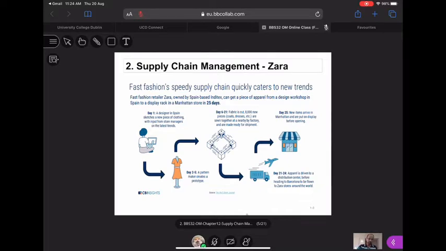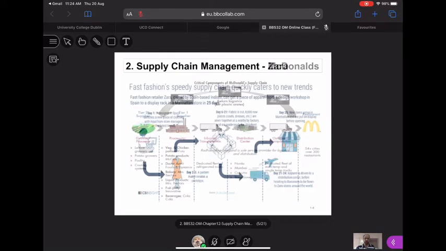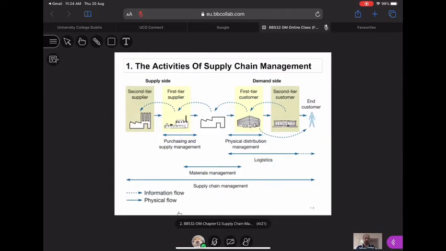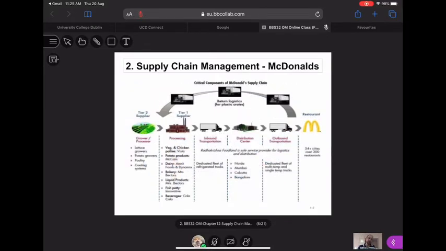Let me cover one more example, which is McDonald's. For McDonald's supply chain management, you can really see tier 2, tier 1, tier 2, tier 1, and finally reach customers' hands over here. Yeah, so this is a bit more of what I showed you in the earlier picture, which is over here. I told you this is a very basic picture, a very general picture on supply chain management. Okay, so McDonald's is very related to this. So let me show you McDonald's supply chain management.